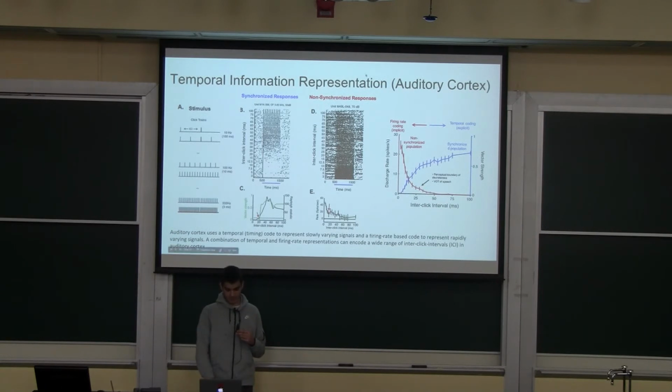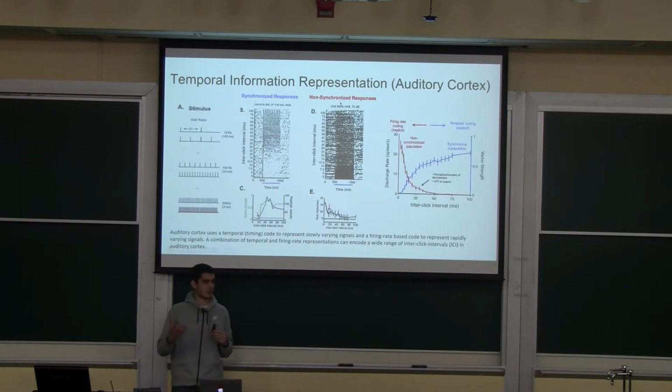and so you can no longer use these to extract information from sound. But what you do have in the auditory cortex is a non-synchronized population as well, which uses a firing rate based code to represent the rapidly varying signals. Because you have these two populations, you can encode a wide range of frequencies or interclick intervals, because when one dies down, the other kicks in. Important to realize here is that the y-axes for these two are different. The y-axis for the time code is vector strength, in other words quantifying phase locking. For the non-synchronized population, we're talking about firing rate.